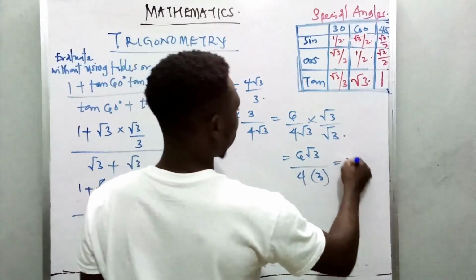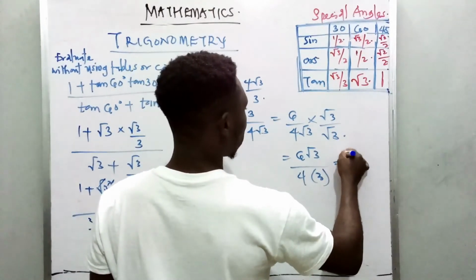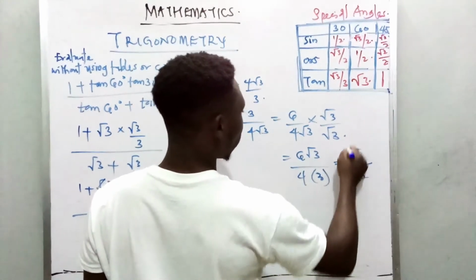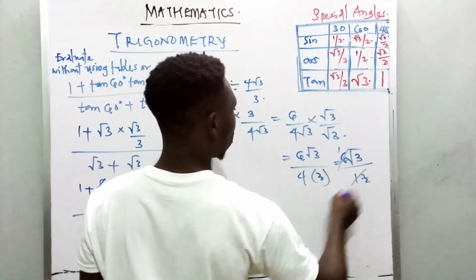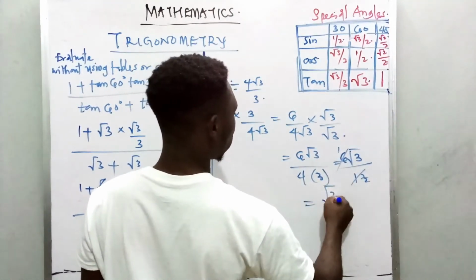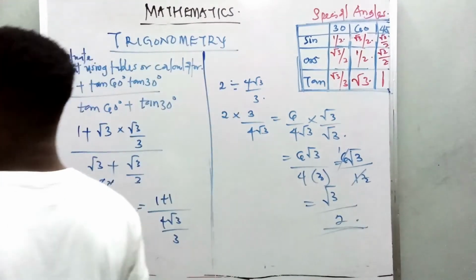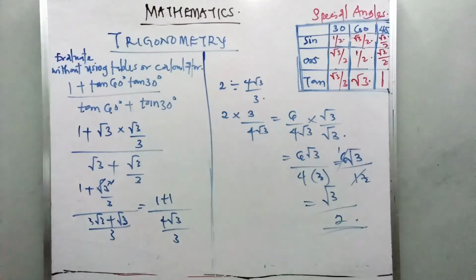So what are we having? 6 root 3 over 12. 2 here 1, 2 here 2. That is equal to root 3 over 2. So root 3 over 2 there is your final answer.